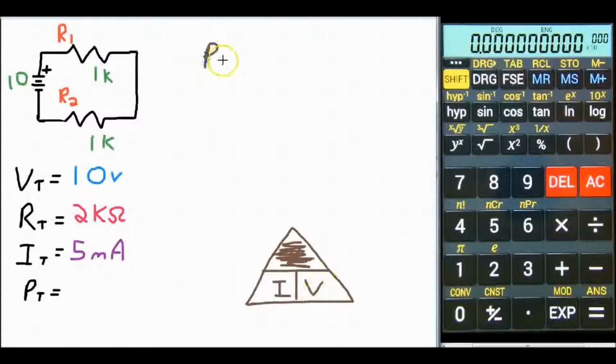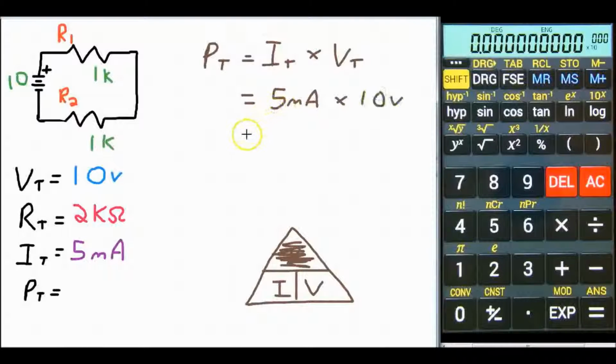So P total is equal to current total times voltage total. Our current is 5 milliamps times 10 volts. So let's go ahead to our calculator and put the values in.